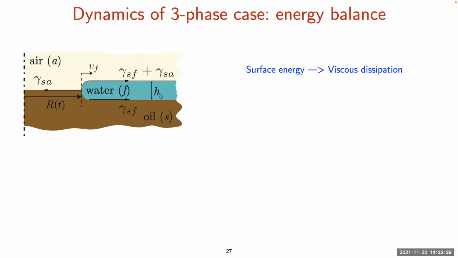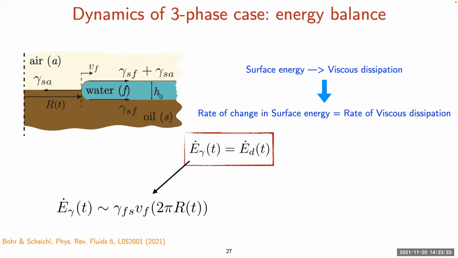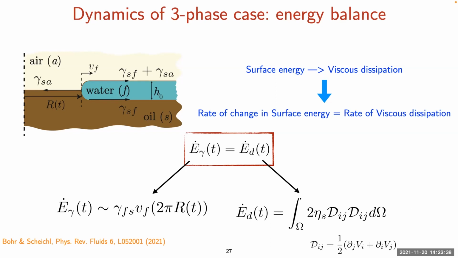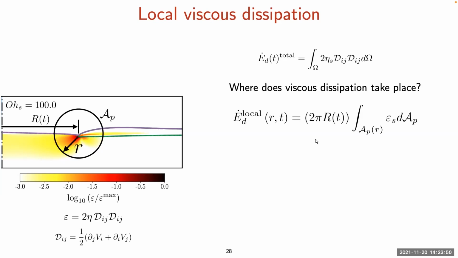The surface energy goes into viscous dissipation, where the rate of change of surface energy is equal to the rate of viscous dissipation. The rate of change of surface energy is expressed in this form, while this is the viscous dissipation here. Now, we know from our contours that the viscous dissipation is very much localized. So this is our total viscous dissipation here, but we need to identify where the viscous dissipation takes place. So we define a local viscous dissipation here, where this r denotes a distance from this three-phase contact point here, and this A_p denotes an area with the radius r.